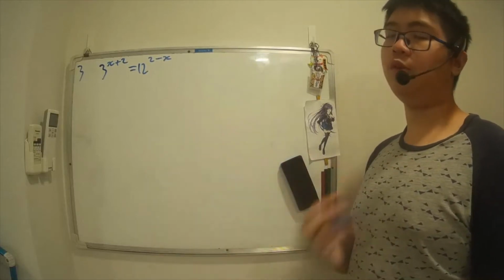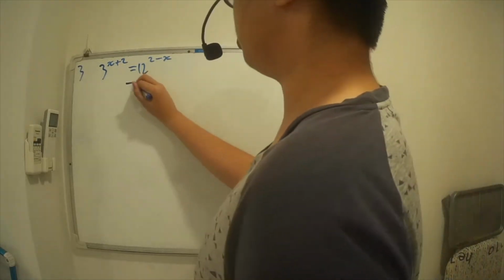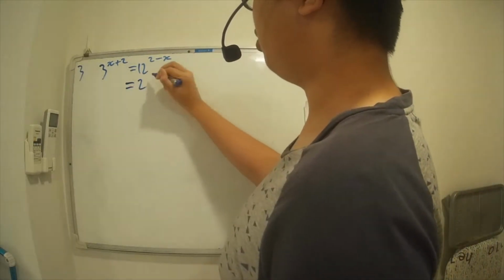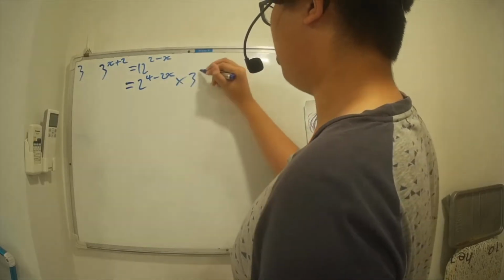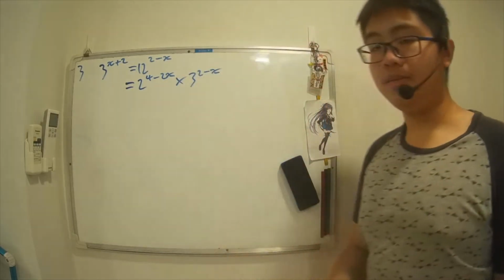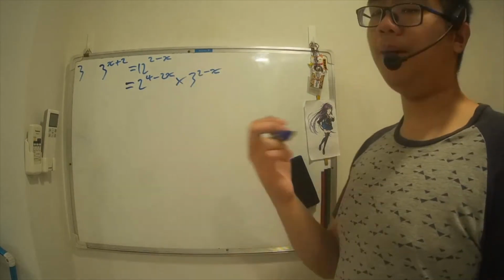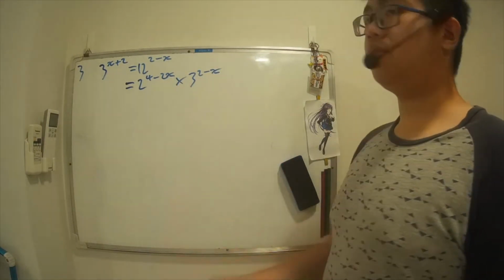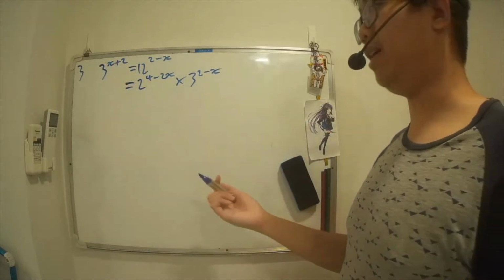So 12 is equal to 4 times 3, right? And 4 is 2 squared, meaning that this right side is equal to 2 to the power of 4 minus 2x times 3 to the power of 2 minus x, isn't it? Okay? So we want to work our way to 6 to the power of x. So we will do that. First, we will get rid of this 2, and then we will multiply by 2 to the power of x, right?